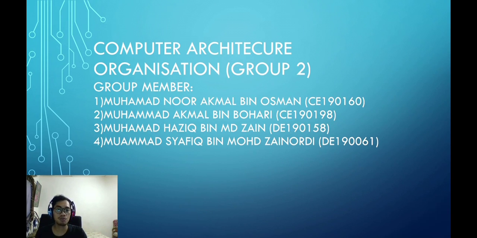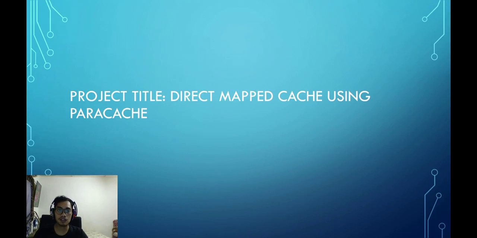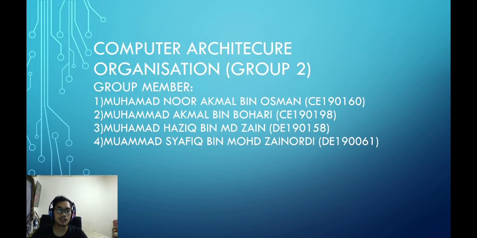Today, me and my group members will present about direct map cache using Paracache, and we have 4 group members: number 1 is Muhammad Nur Akmal bin Usman, number 2 is me, Muhammad Akmal bin Buhari, number 3 Muhammad Haziq bin Mat Zain, and number 4 is Muhammad Syafiq bin Muhammad Zainuldi.